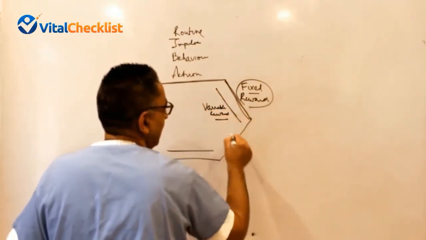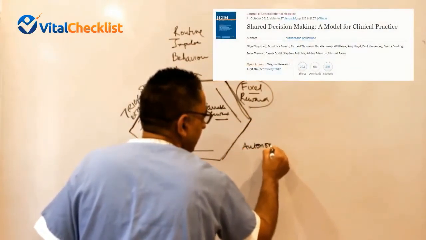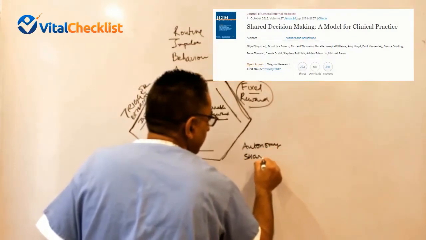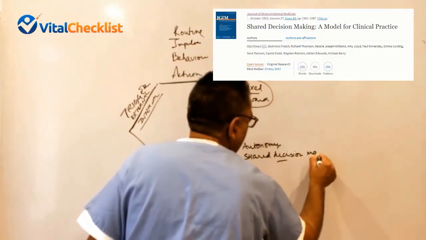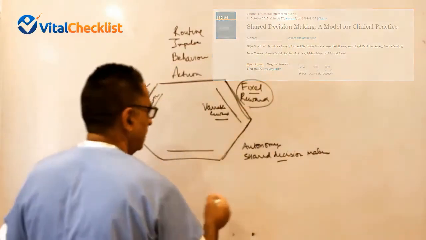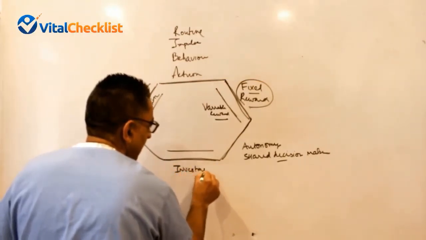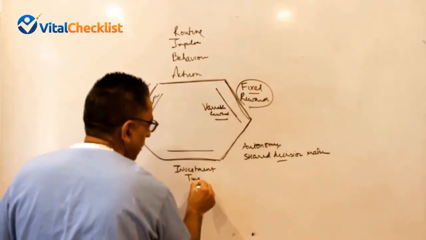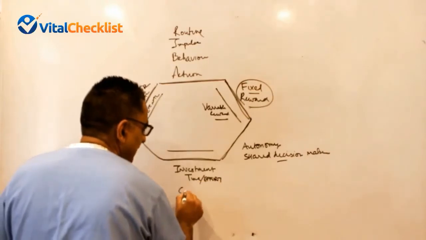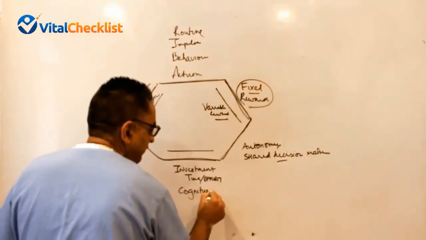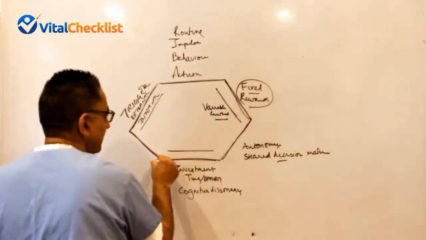And here is what I mean by autonomy or shared decision making model. And this part is investment of time and effort. In Eyal's book, he also has a point called cognitive dissonance, and this was still missing.